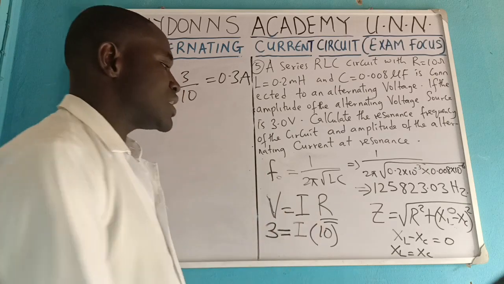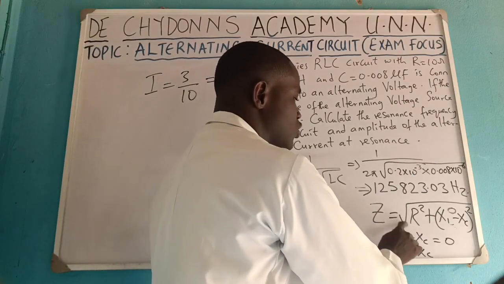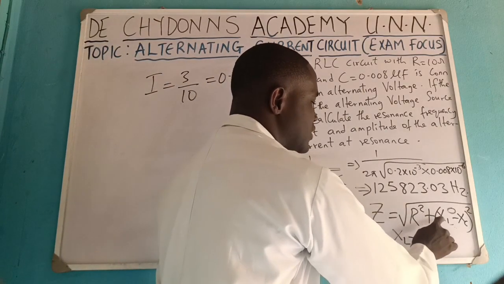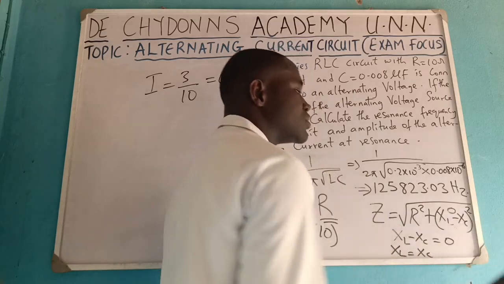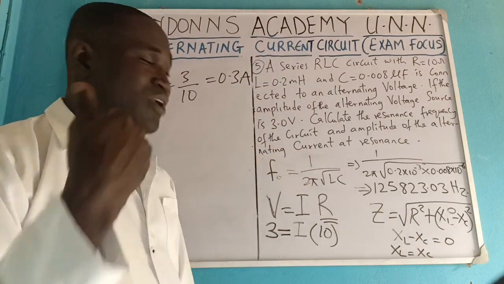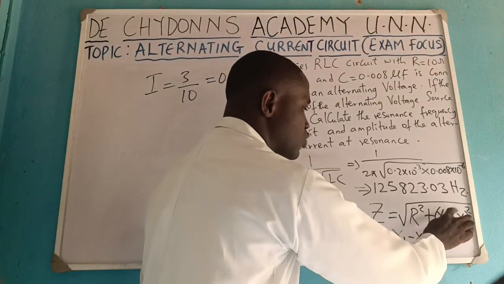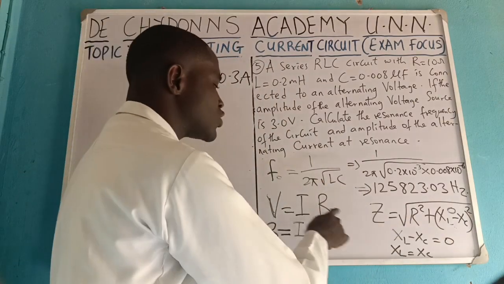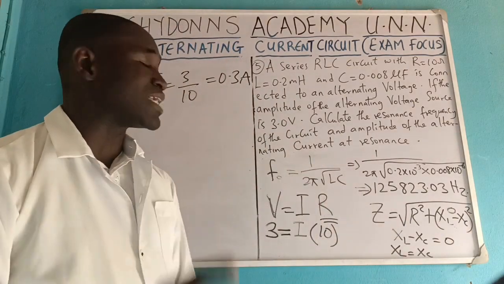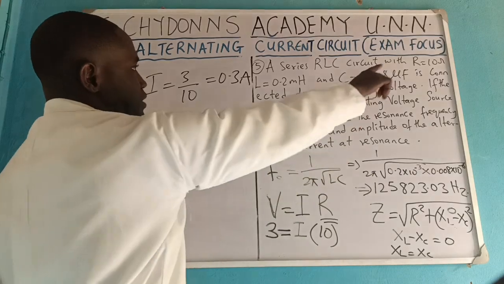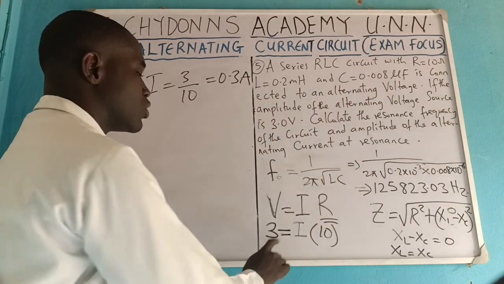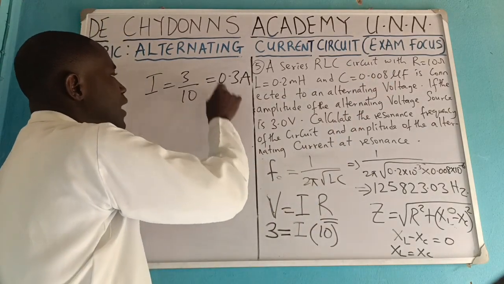But in an ordinary RLC circuit, when they didn't tell you about resonance, Z is equal to the square root of R square plus (XL minus XC) square. But at resonance, XL minus XC is equal to 0, giving you the impedance equal to the effective resistance of the resistor, which is given to you as 10. So you just say I equals 0.3 amps.